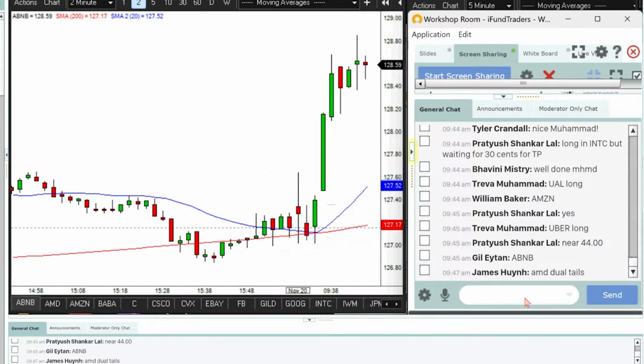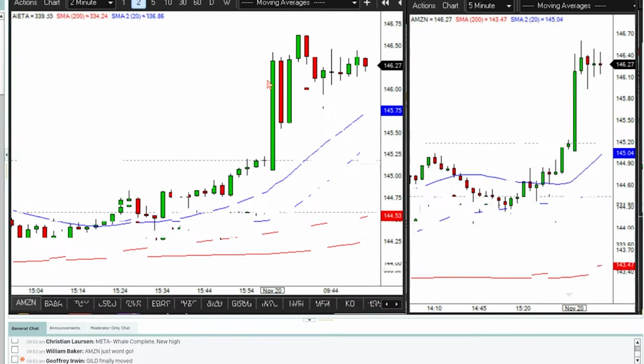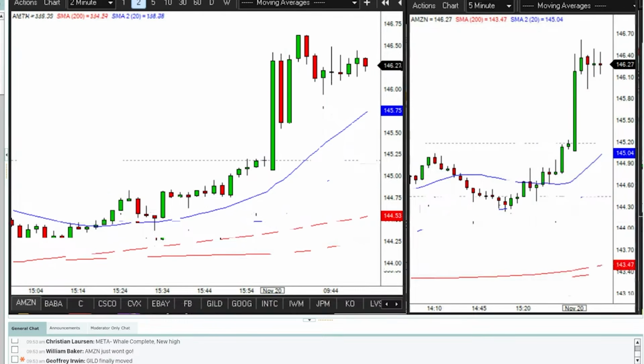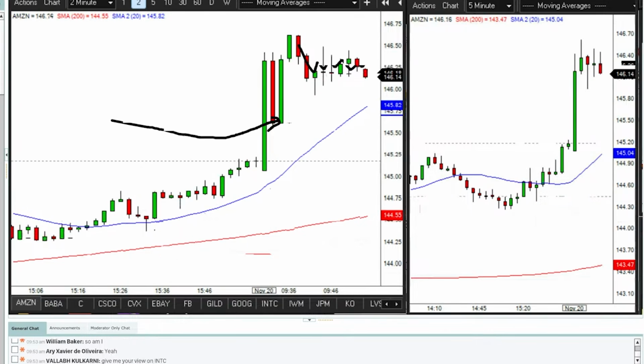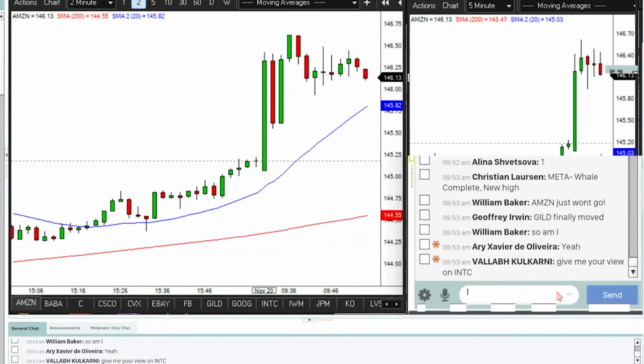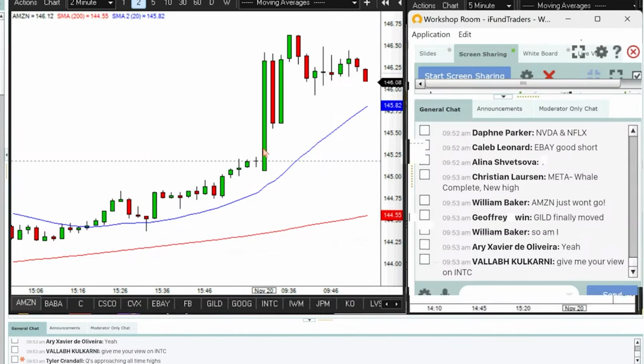All right. Beautiful. Beautiful. Amazon just won't go. Yeah, but it's hanging in there. It's hanging in there. But this troublesome bar there, it's a little wounded, you know. So it's trying to work that off, but that's a little wounded there. Bar was sharp.